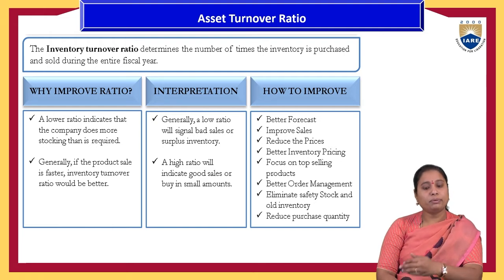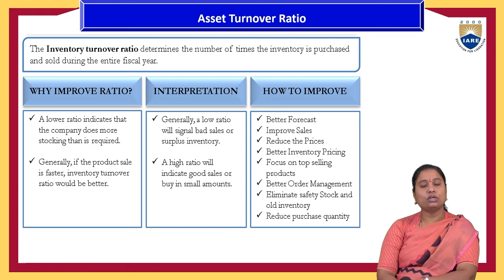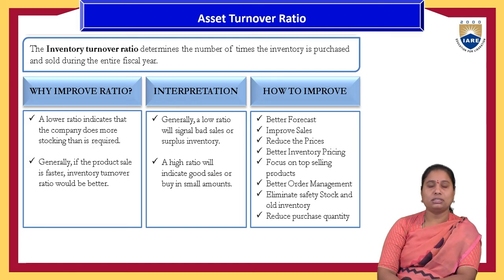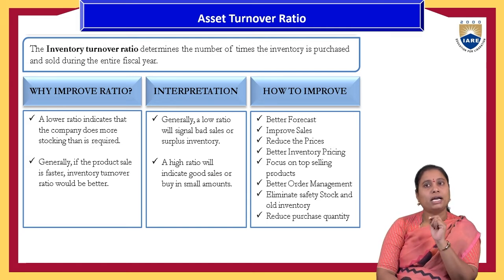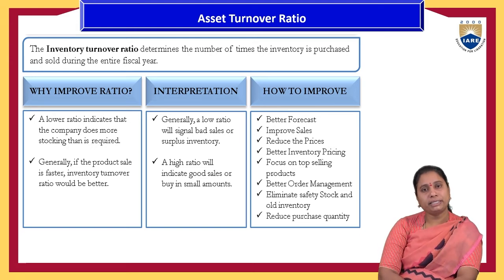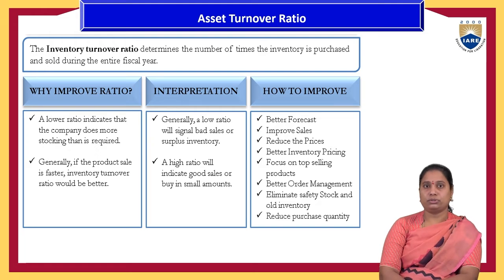Generally, if a product sells faster, the inventory turnover ratio will be better, and a high ratio indicates high sales for the organization. That is why, for better sales forecasting, reducing the prices of the products, better inventory pricing, top selling of the products, better management of activities and stock levels, old inventory usage levels, and reduction of wastages, we have to use the inventory turnover ratio.